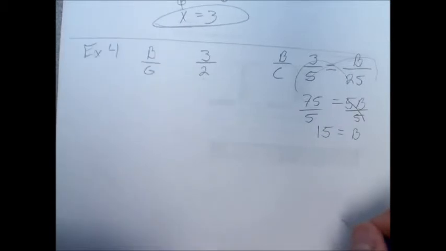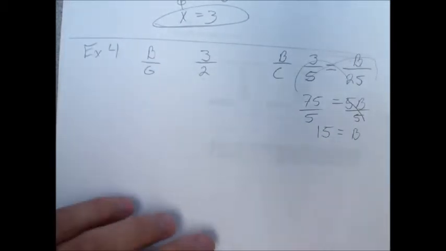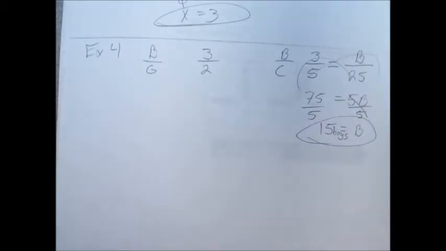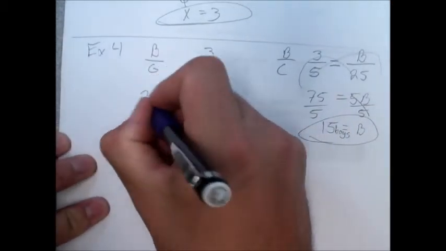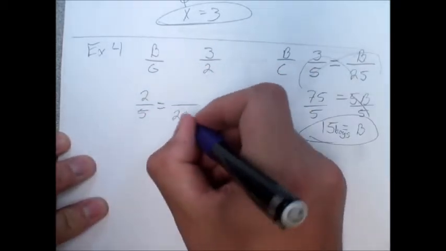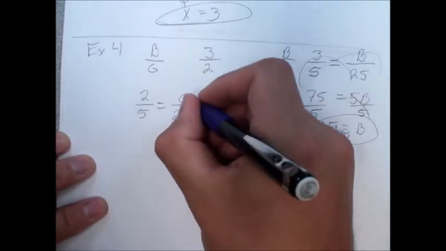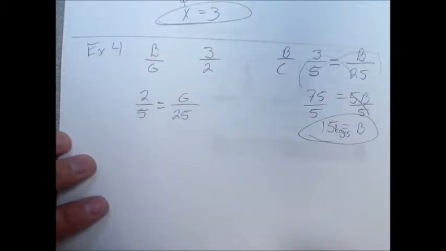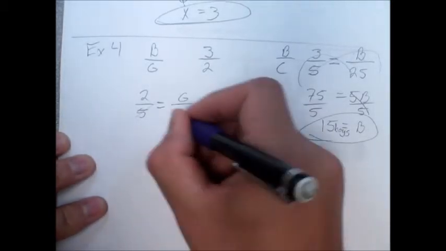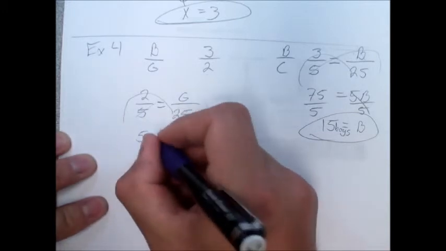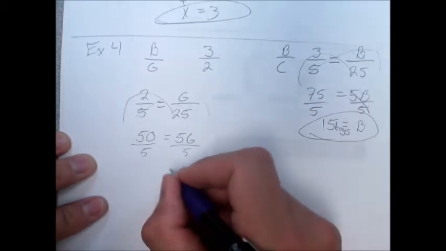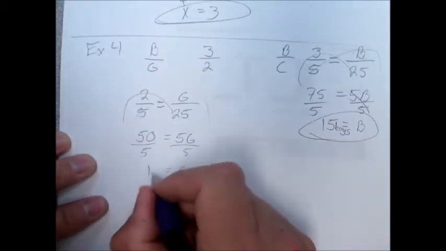So there we go. There are 15 boys, right? So there's my answer for boys. Now I have to do the one for girls. There are 2 girls for every 5 total students, and this is going to equal a total of 25 students on bottom and an unknown amount on top. That's girls. So again, just cross product. 5 times g is 5g equals 25 times 2, which is 50. Then I just divide out the 5. And number of girls equals 10.